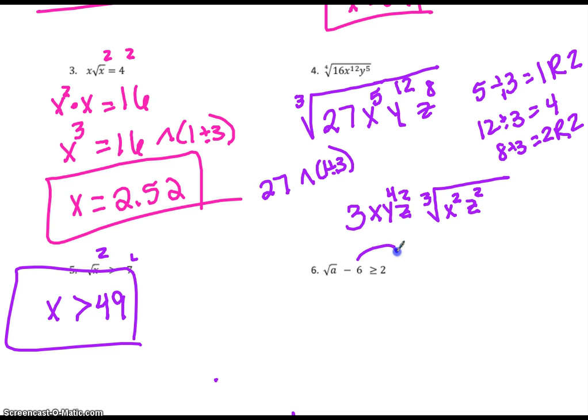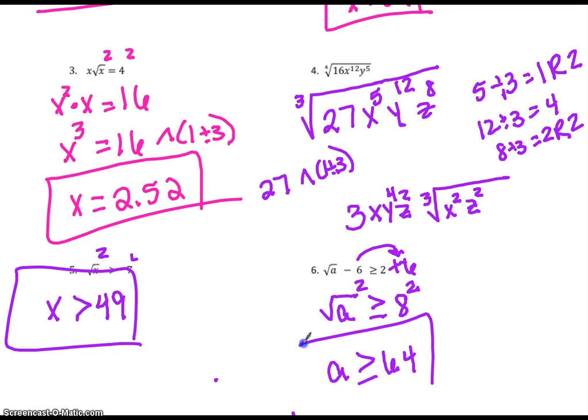Number 6, you're going to move the 6 and you're going to add it. So the square root of a is greater than or equal to 2 plus 6, which is 8. You're going to square both sides, and so you get a is greater than or equal to 64. A is by itself, so that's your answer. Going to the next page.